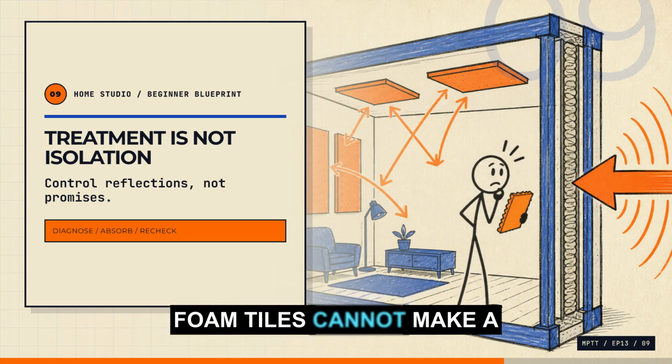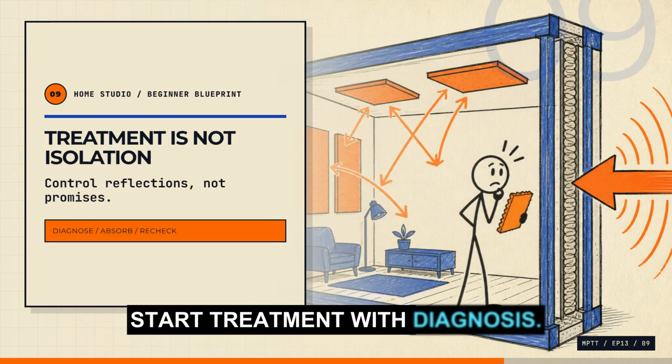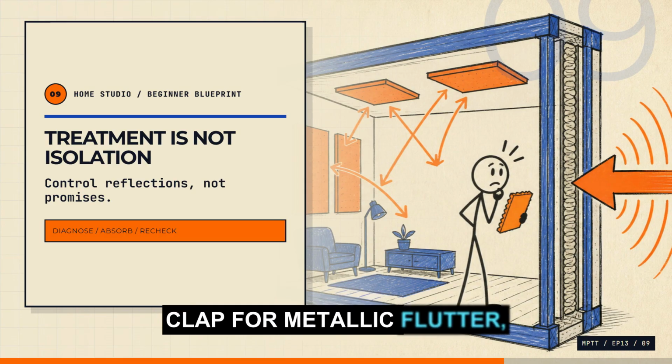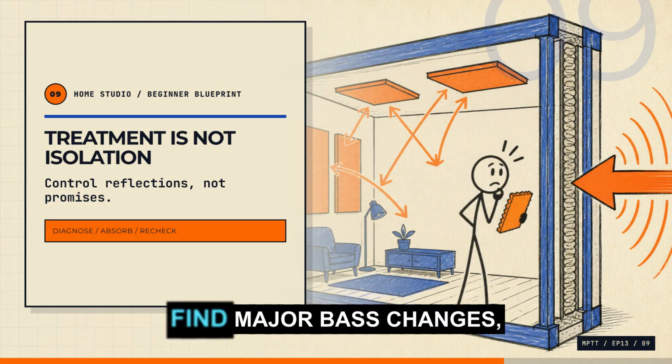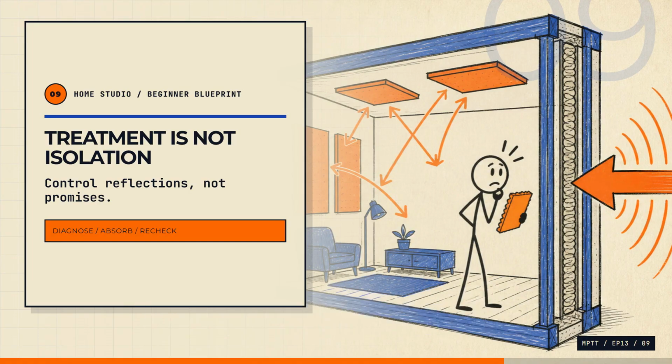Foam tiles cannot make a loud room silent next door. Start treatment with diagnosis. Clap for metallic flutter, play a low-frequency sweep to find major bass changes, and record a voice at the planned position to hear boxiness or hard reflections.